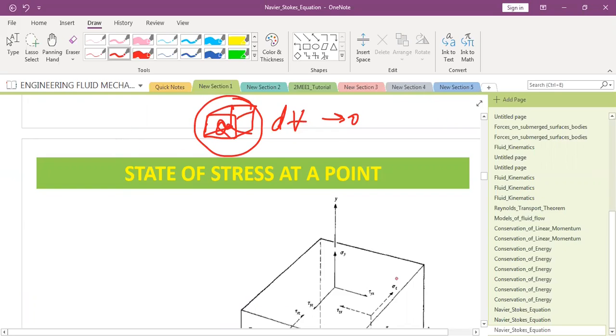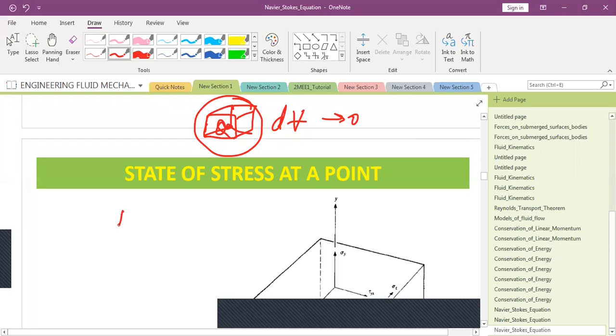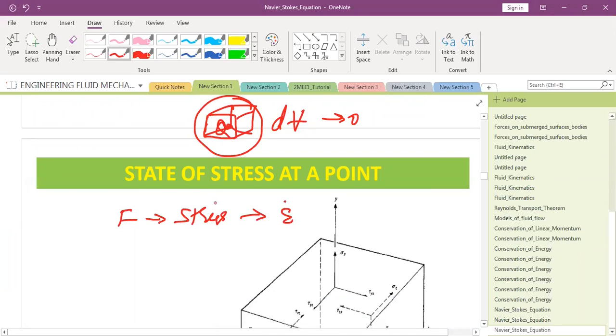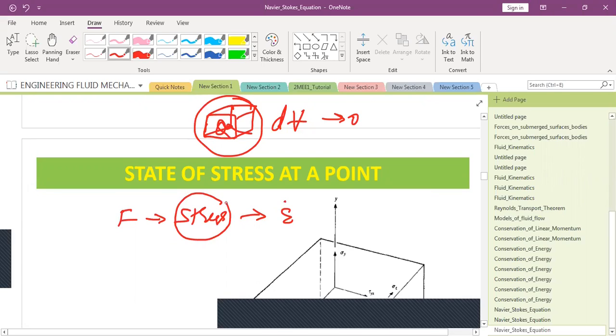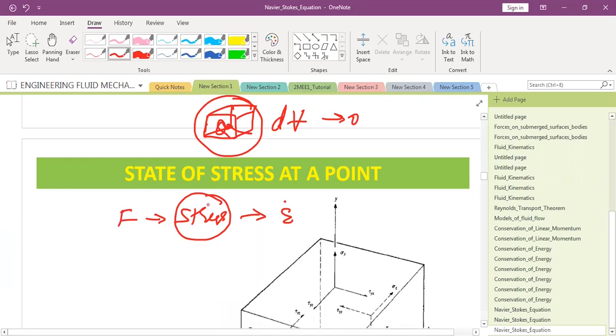Now, I'm taking this forward. In the global view, what we have done is we have converted force to stress, then stress to strain rate, and this stress is our topic of study. So stress we have already defined at a point.